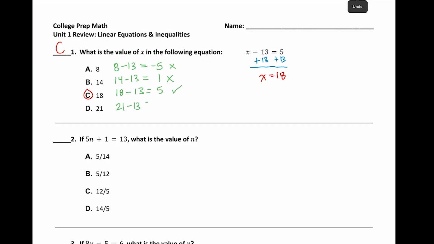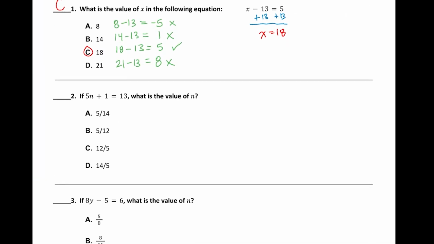21 minus 13 is going to be 7. No, that's not going to be 7. It's going to be 8. Either way, that is not going to be our correct answer. So not only do we get 18 the quote-unquote right way, which is this algebra over here, but you can also just check the answer choices and see which one works. And that strategy is one I'm going to encourage. I want you to get as many of these multiple choice questions as you can correct, and that's one way you can just knock out a bunch of them.